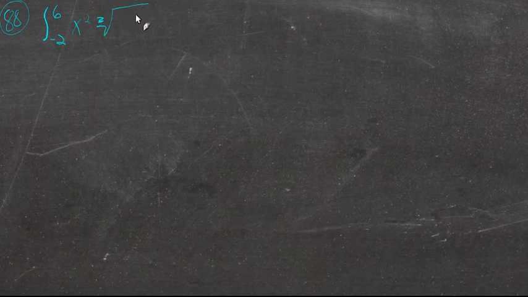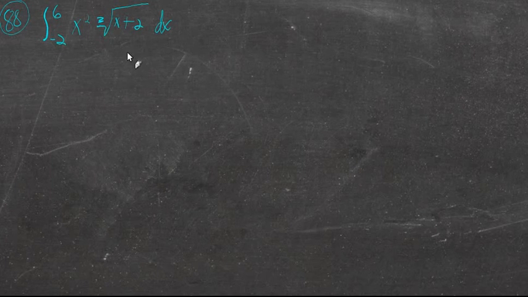88. That is a problem where they want us to find the area under a curve, which they plainly show us is the definite integral from the left side to the right side of the function x squared times the third root of x plus 2 dx.